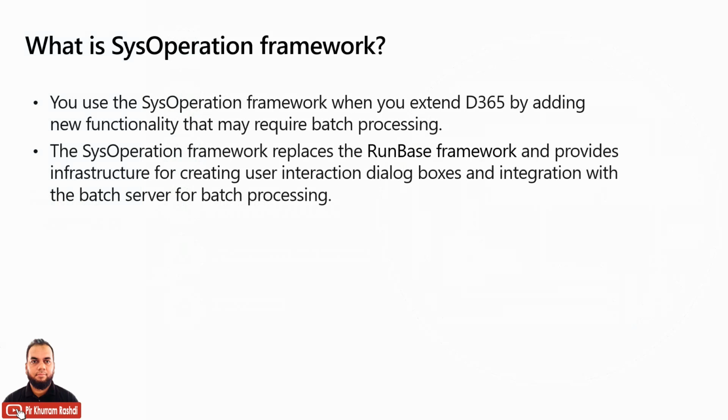And the SysOperation framework provides integration with the batch server for batch processing, as I already explained, when you assign a task to the server instead of a client. In the previous version, the server had 64-bit components and the client had 32-bit components. So 64-bit means more processing power, and when it is scheduled at off-peak time, performance will increase and it will not disturb production work.